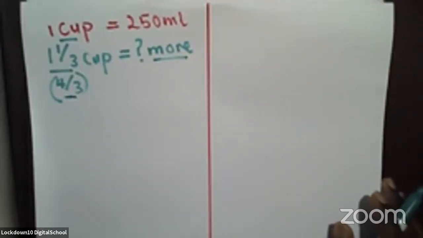Can everyone see? Let me try to use a different marker. Let me try to use a black one.